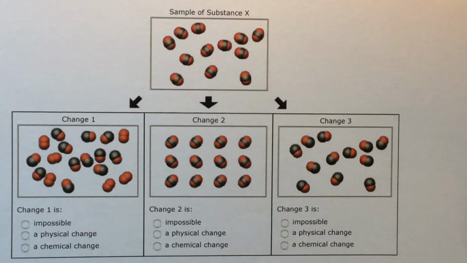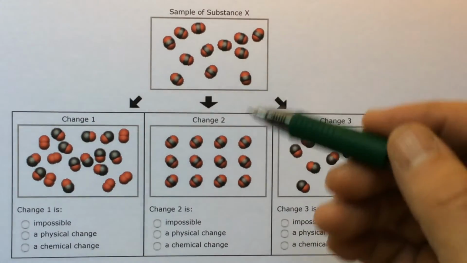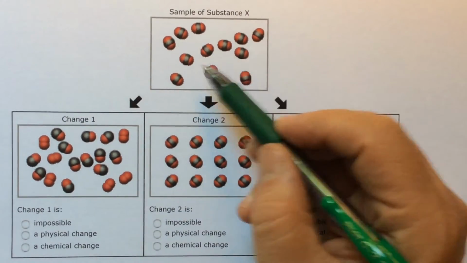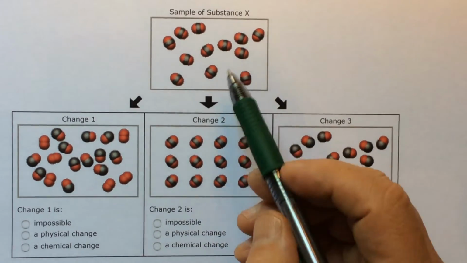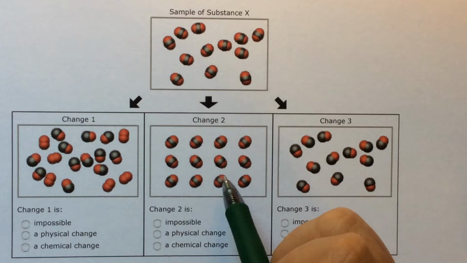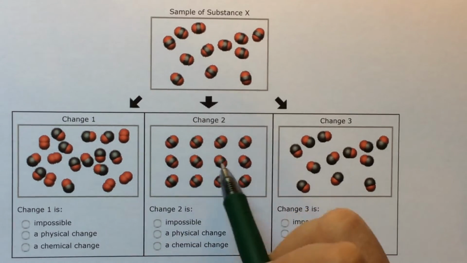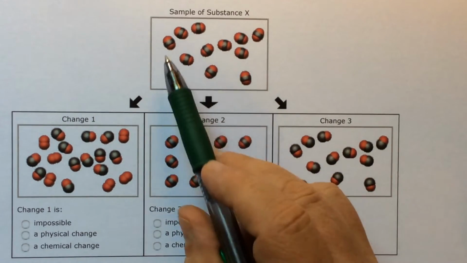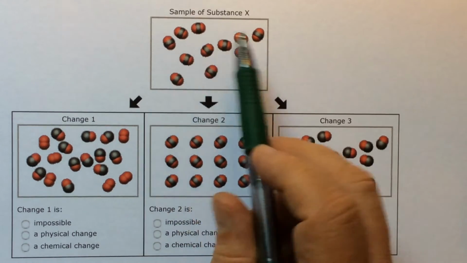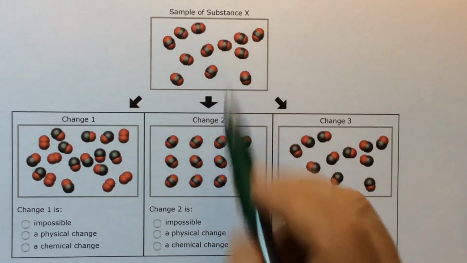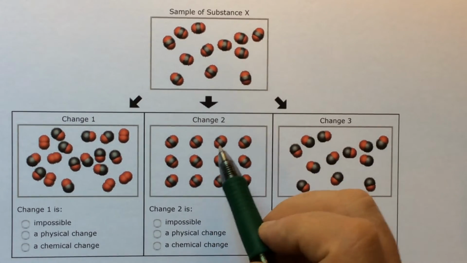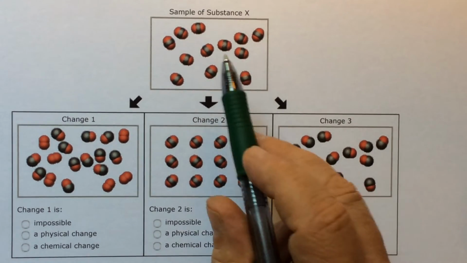Okay? So, for instance, let's look at change 2. There's 12 of these guys. There's 12 of these guys. They're the same. It's just that this is more orderly. So this would represent, say, a solid. This is more haphazard. So this would represent, say, a liquid or a gas, something like that, more random. So you've still got the same stuff. So this is easily possible.